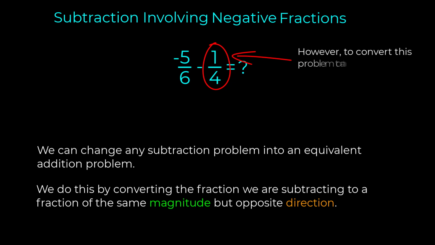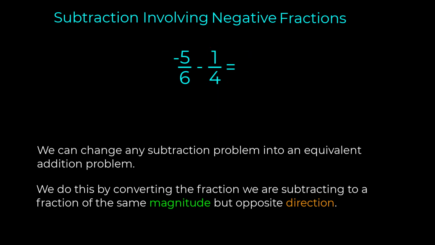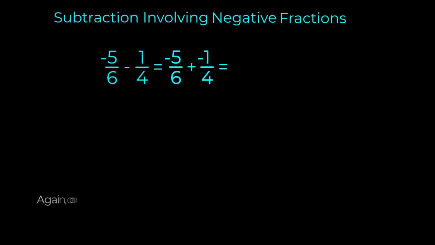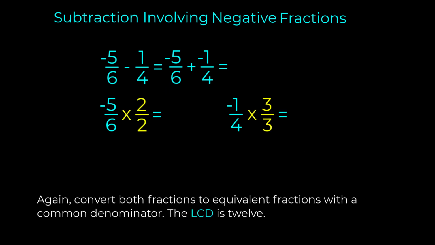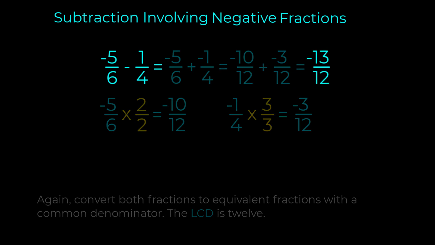However, to convert this problem to an addition problem, we would change the direction of 1/4 from a positive number to a negative number. Now our subtraction problem has become an addition problem, that is, negative 5/6 plus negative 1/4. The next step is to again convert both fractions to equal fractions with a common denominator of 12. Now our problem is negative 10 over 12 plus negative 3 over 12. Both fractions are negative. We add the magnitudes and the result is negative 13 over 12.